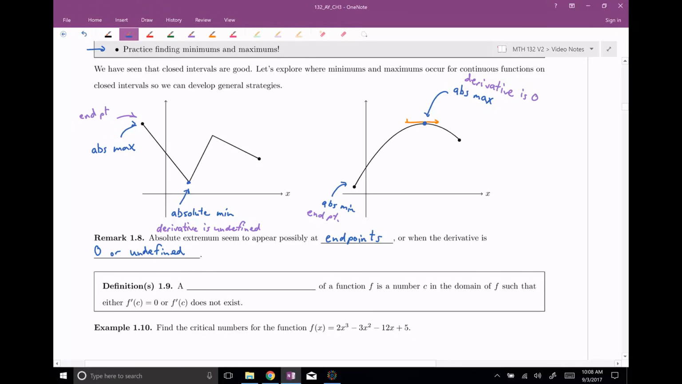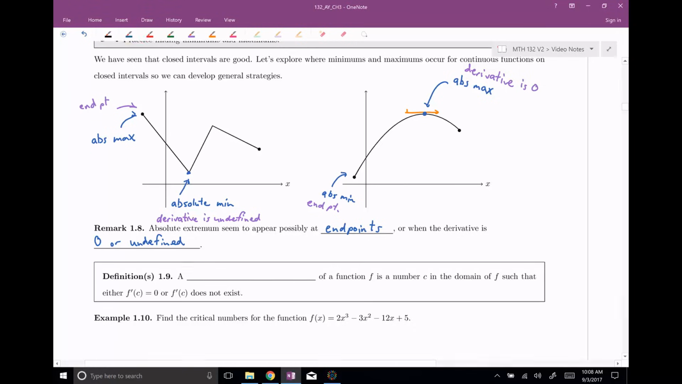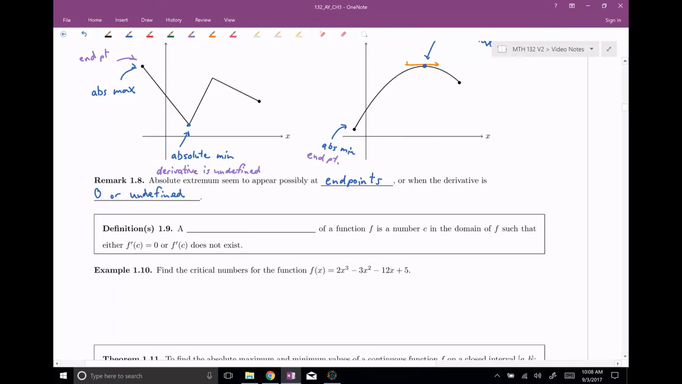So this kind of yields an interesting definition that we may want to make, right? And so this is going to be for a critical, getting ahead of myself here, a critical number. So a critical number of a function f is a number c in the domain, well, yeah, it should be in the domain, such that either the derivative is 0 or the derivative doesn't exist, right? Because those, it turns out, are very interesting for finding absolute minimums and absolute maximums.